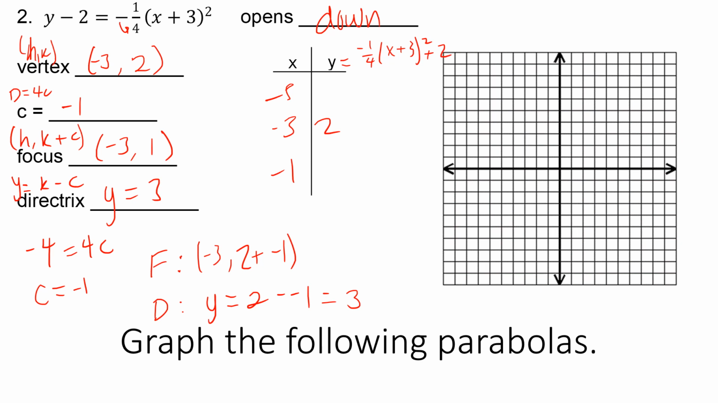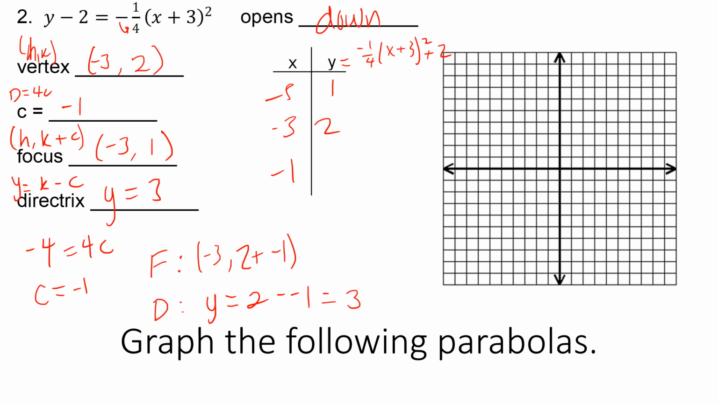So when I plug in x into this, I'm going to expand from here. We're plugging in -5 for x. So let's do it out loud. We have -5 for x. So -5 plus 3 is going to be -2. -2 squared is going to be 4. 4 times -1/4 is going to be -1. -1 plus 2 is 1. So my y equals 1.